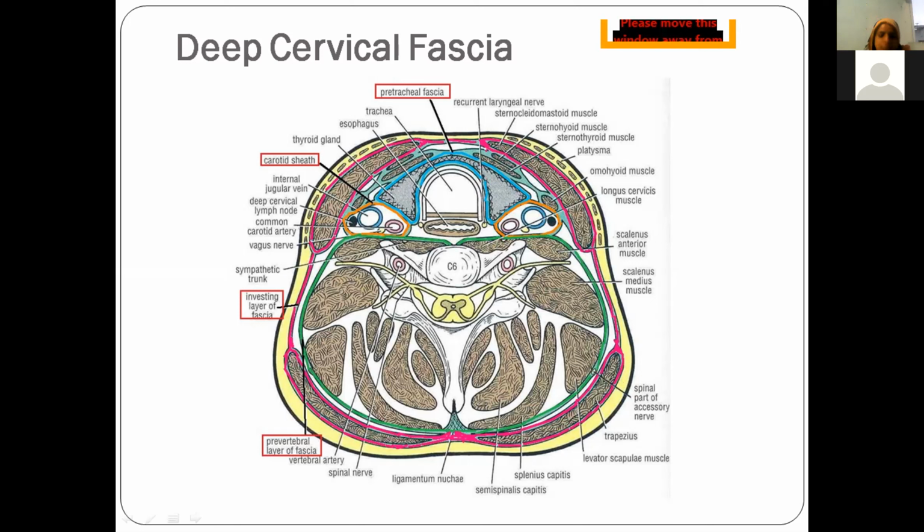Behind, we find the trapezius. These are all muscles of the back of the neck which you need not memorize. What is present in front of this green line? This green line is the prevertebral fascia. Right in front of the prevertebral fascia, whatever is there is important. This pink line is the investing layer of the deep cervical fascia, and the black line is the superficial fascia. This picture will come in many things.